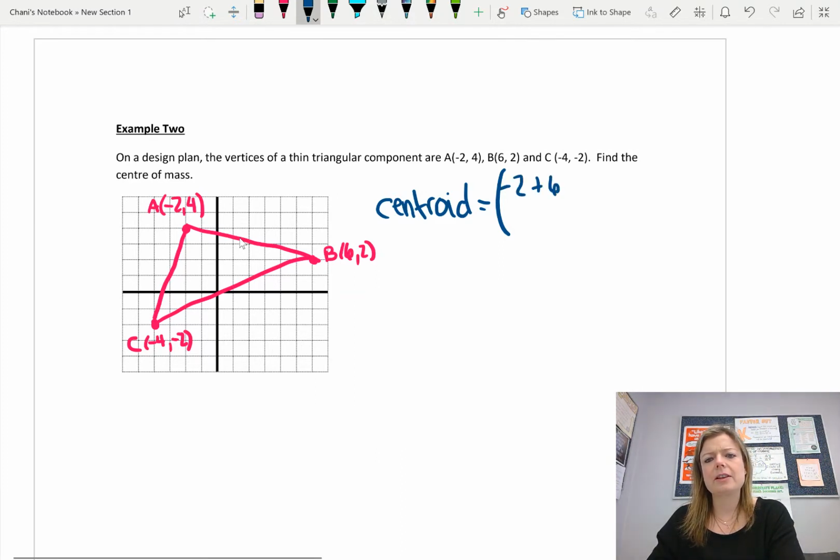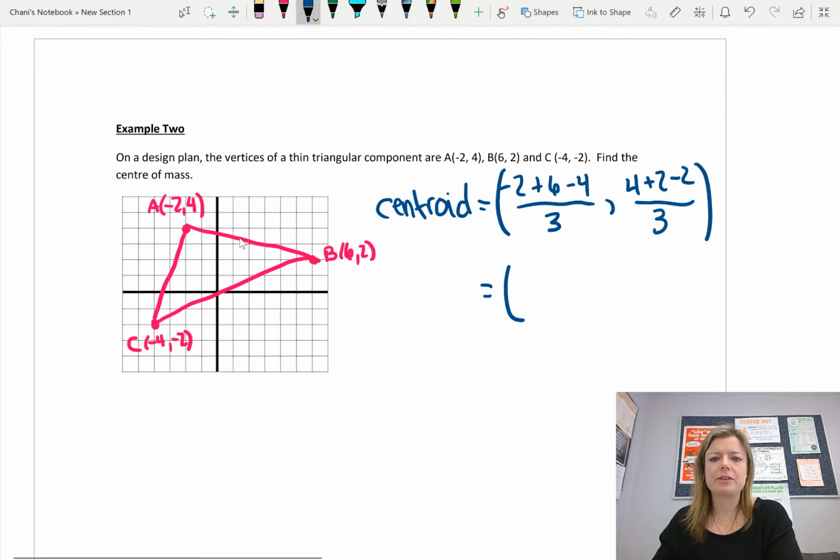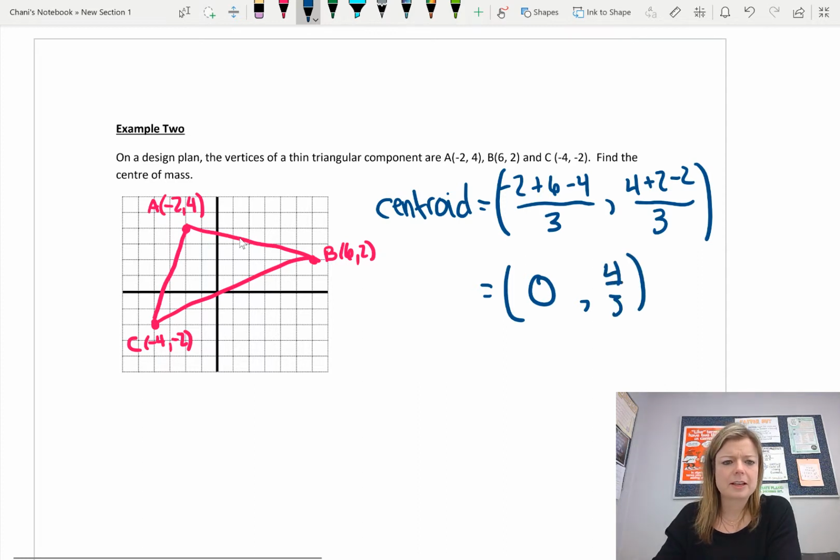So I'm just taking the x values and adding them together and dividing by 3 since there are 3 of them. And then I'm taking the y values and dividing them by 3 to find the average of each. So our x-coordinate is actually 0, and this is 4/3. So leave it as a fraction if that happens. So 0, 4/3. Okay, so let's do this by actually just drawing 2 of the medians.